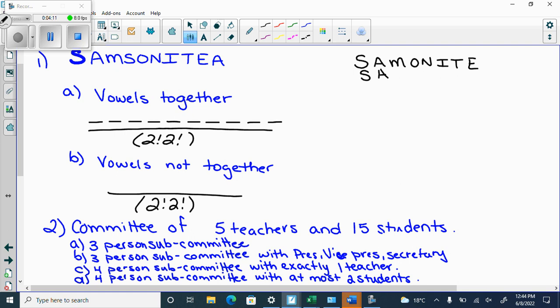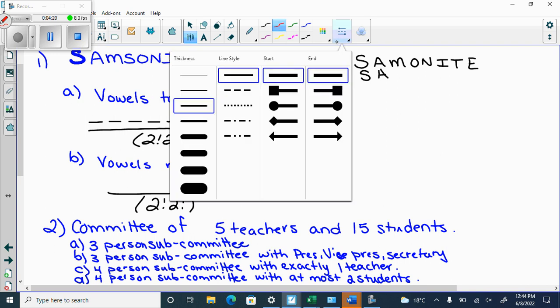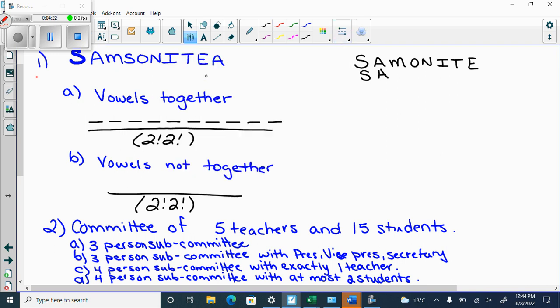I want the vowels together. Shh. How many vowels are there? There are 5. There's an A, an O, an I, and an E. What is that noise? So how many options do I have for this one? 5 then. 4, 3, 2, 1. Okay. How many letters have I left behind? 5. So then I have 5, 4, 3, 2, 1.